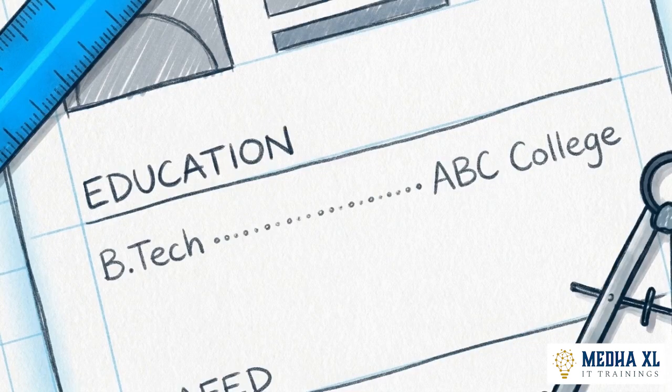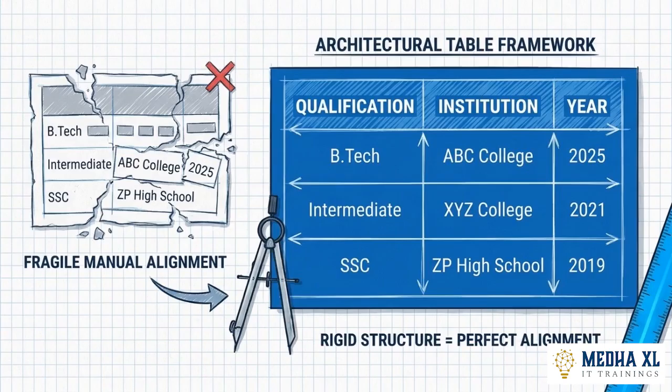When it comes to listing education, a common mistake is trying to align columns by repeatedly pressing the spacebar or the tab key. This creates a fragile layout that falls apart if you change a single word. To solve this, we use the Insert menu to create a 3x4 table. This gives us a rigid framework to perfectly contain your educational history within a 3-column grid.